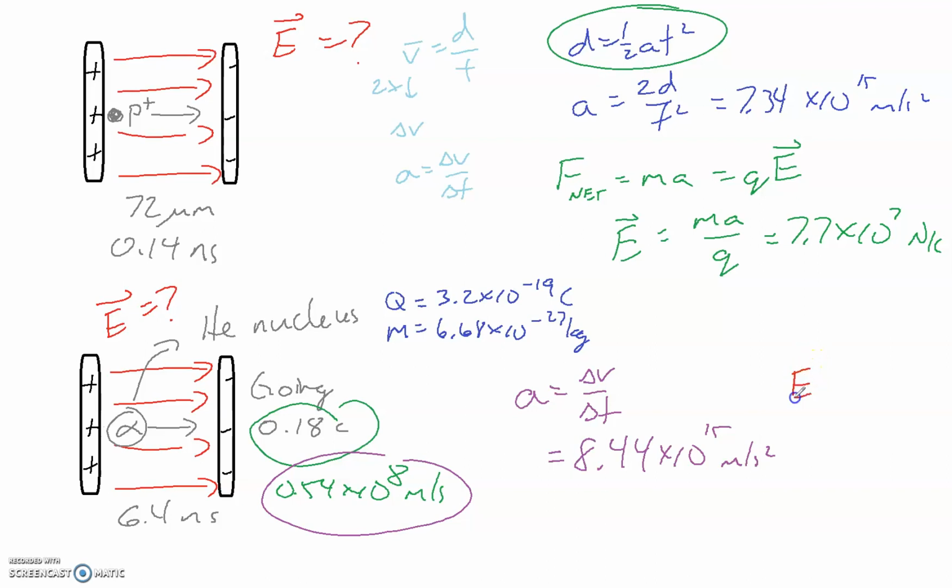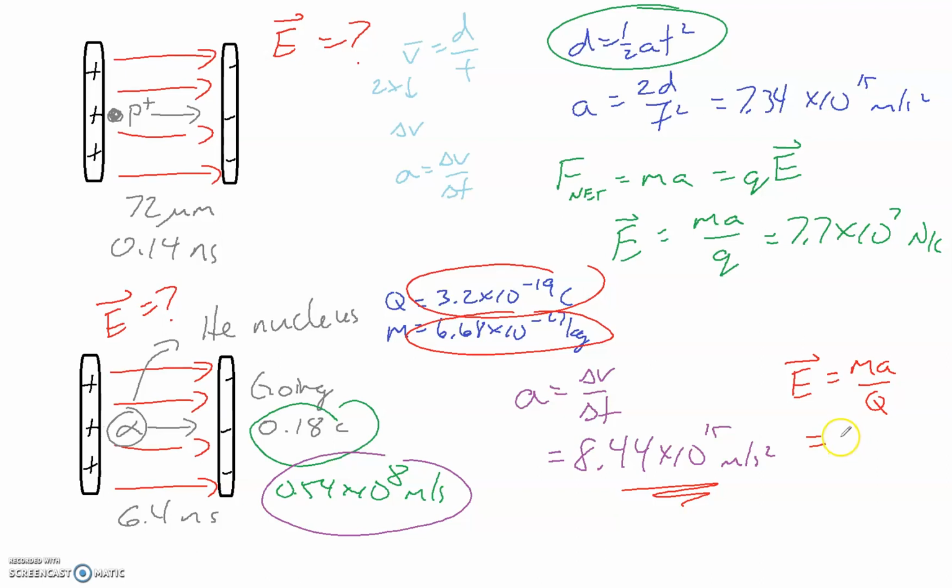The electric field would be ma divided by q. I found my mass, I found my charge, and I just calculated my acceleration, and I can put those together to get my electric field. And hopefully that gives us approximately 1.76 times 10 to the 8 newtons per coulomb for an electric field for that one.